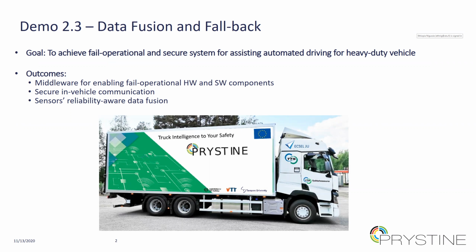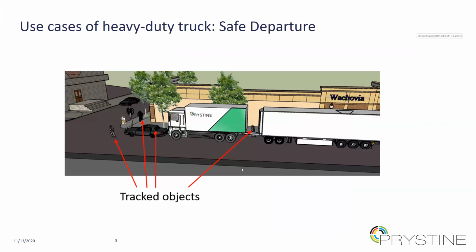This will be achieved through deployment of several sensors on the truck, development of middleware that detects and contains security incidents and faults, and sensor fusion, which is aware of sensors and data trustworthiness. We have 3 use cases for this demo. The first one is safe departure and safe stop.